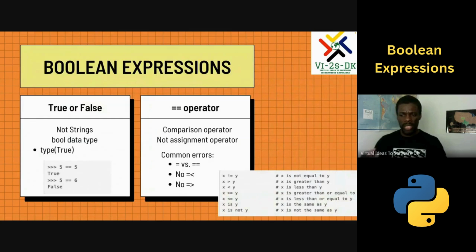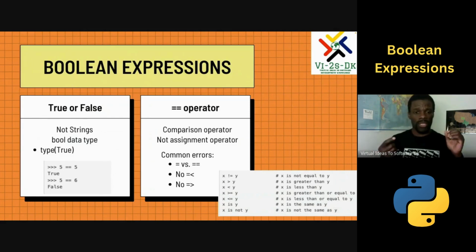Boolean expressions, what are they? They're pretty much any expression that evaluates to either a true or a false, okay? So are you a boy, true or false? Is 5 equal to 5? As you can see in this case, it's very true. Is 5 equal to 6? No, so it's very false. Remember that True is capital T and False is capital F, okay? The case is very important.